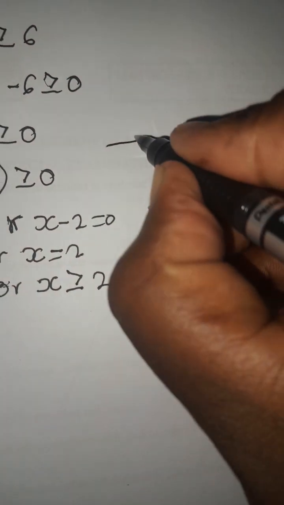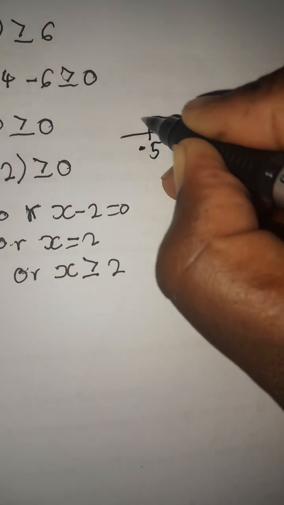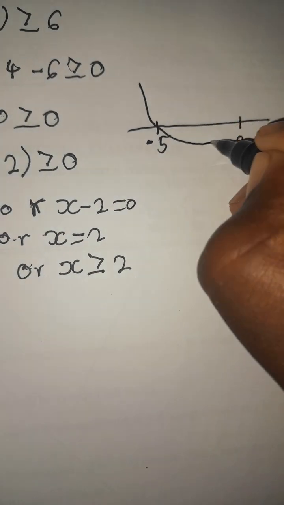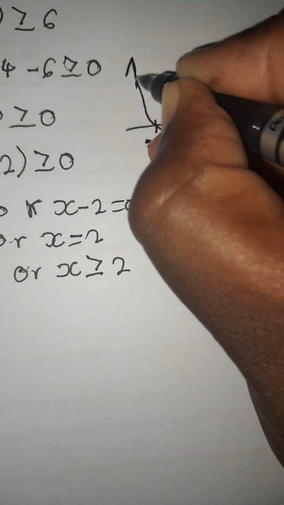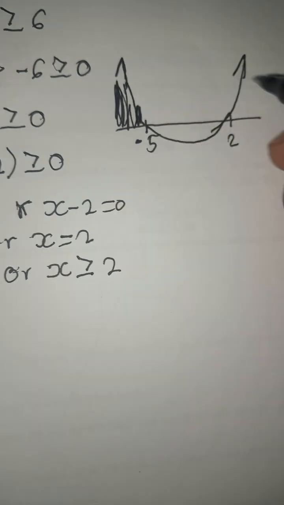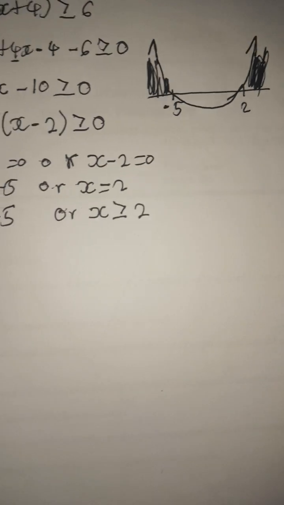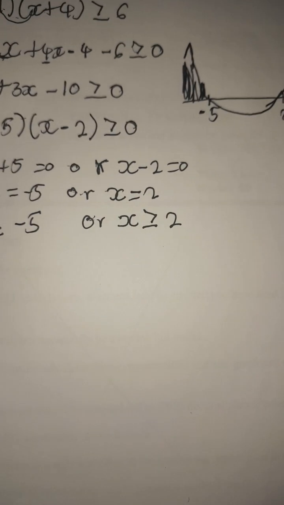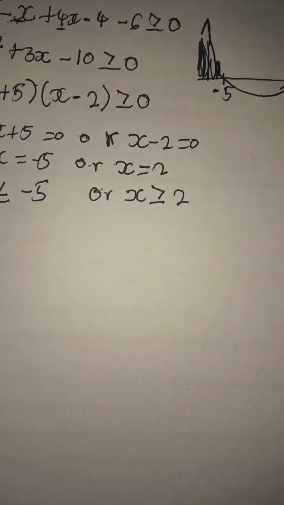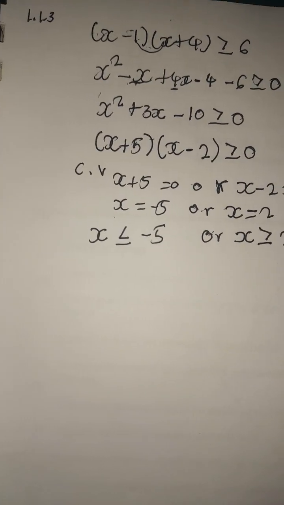So graphically, we will have negative 5. We'll also have 2. Remember, then we will shade this side, as well as this side. You can use any of them. Some can use alternatives, like a table of signs. There are a lot of ways to work this out, actually. Many ways to work this out, right? I hope you saw it, 1.1.3.